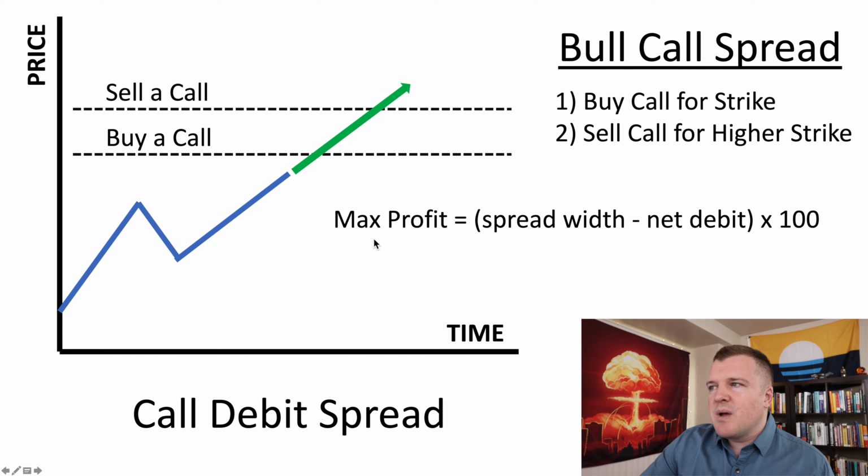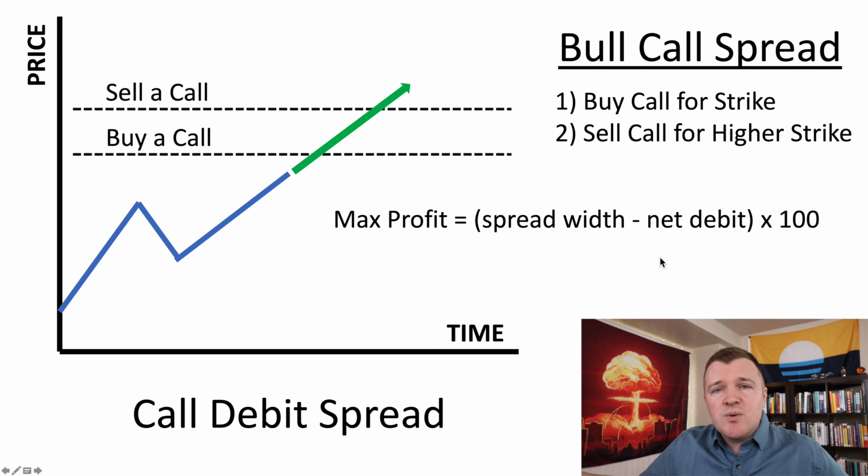Now, what is our max profit? It's the width of this spread minus the net debit. So you're going to receive a payment for the call you sell at the higher strike price, and you're going to be paying a debit for the call that you're buying at the money or just out of the money. So the max profit you can make is this.